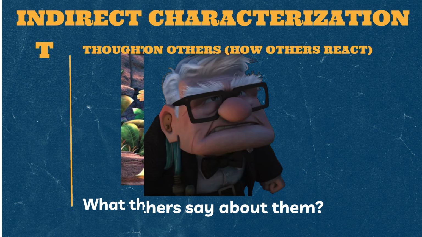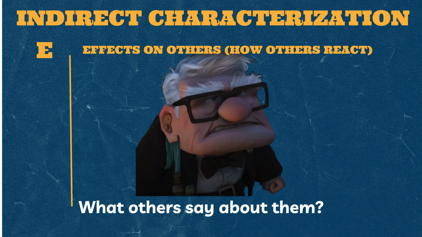Okay, now how do other characters react to Russell? Of course, at first, Carl is really grumpy and he ignores him. But slowly, Carl starts paying attention to Russell. That shows Russell has a positive effect on others because of his kindness and persistence.